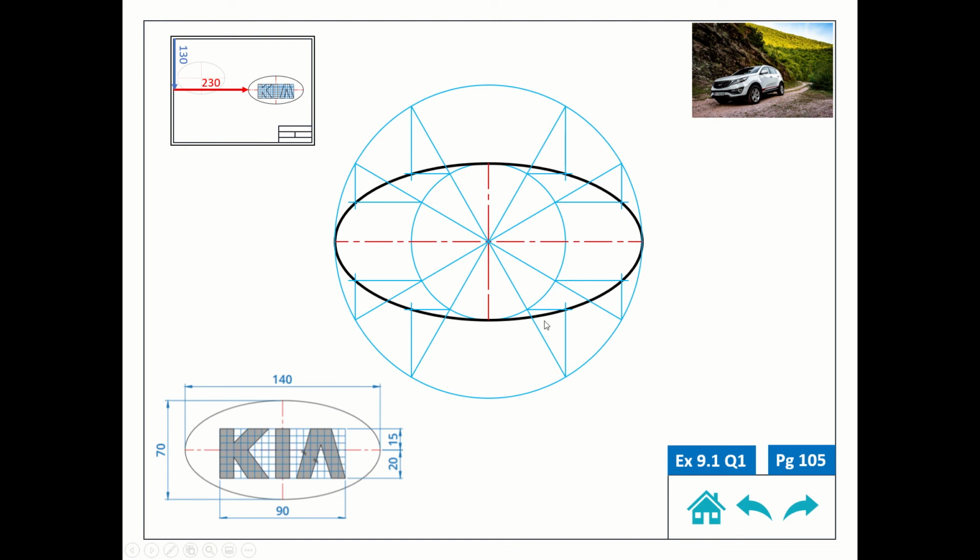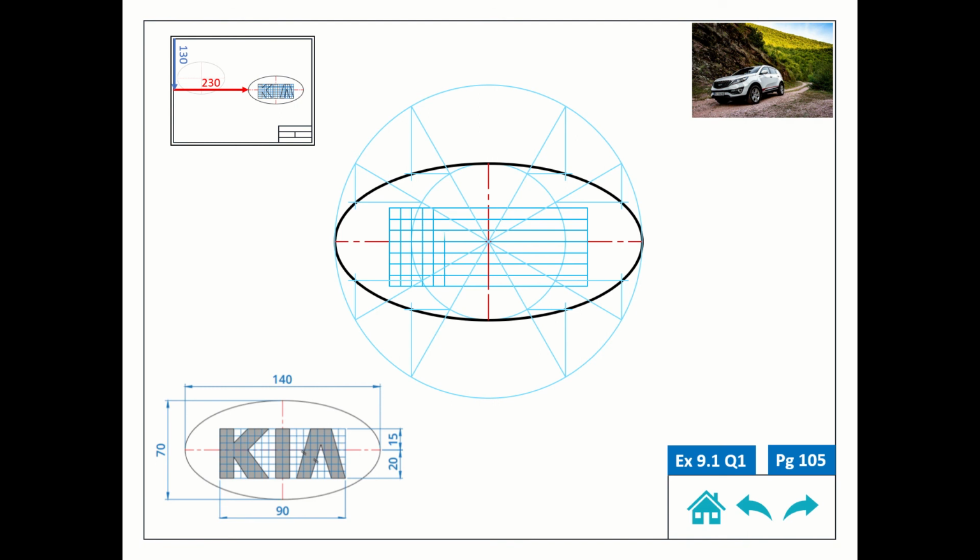So that's our ellipse drawn in, and all we need to do then is just fill in our Kia logo. So just keeping nice and light construction, you can draw in your grid of 5 millimeters going up 15 off the minor axis, 20 below, or sorry, the major axis, and 20 below the major axis. So just marking off 5 mil spacings, and we just set up the grid like so.